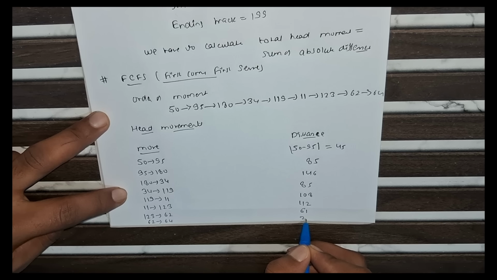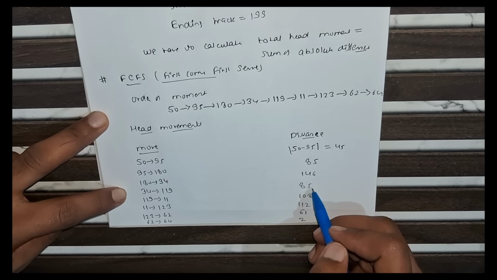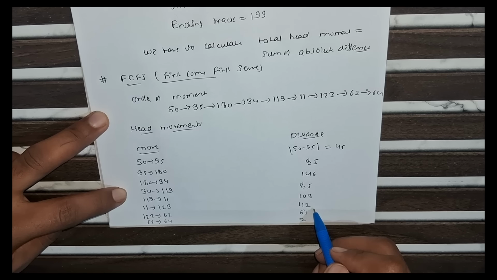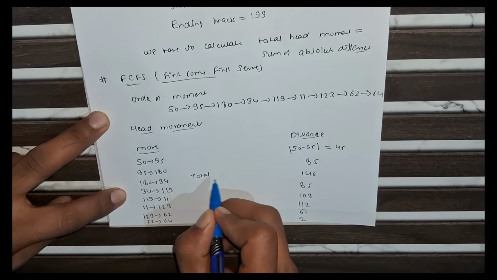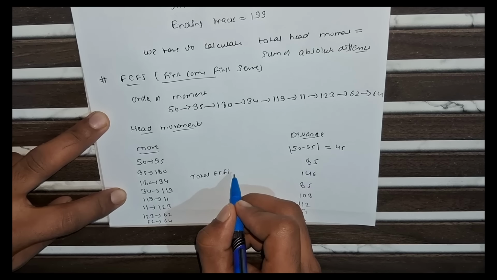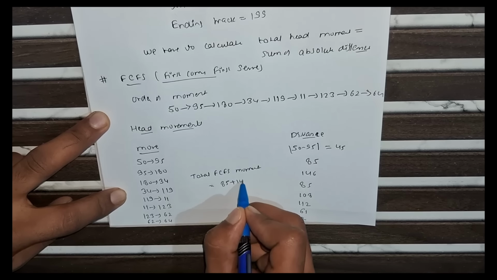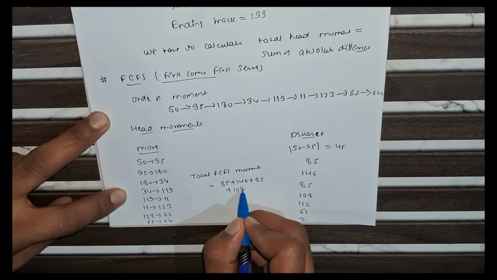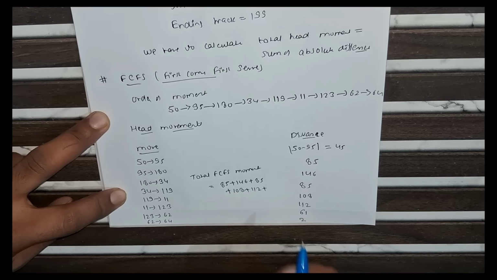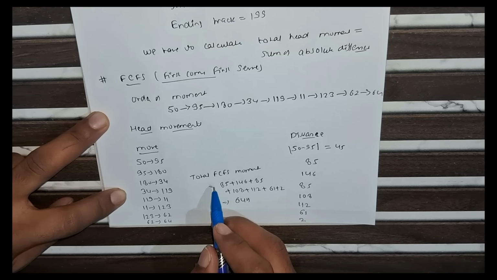Now what is our total first come first serve movement, FCFS? So 45 plus 85 plus 146 plus 85 plus 108 plus 112 plus 61 plus 2. So we can write it here, total FCFS movement equals 45 plus 85 plus 146 plus 85 plus 108 plus 112 plus 61 plus 2. When you add it, it becomes 644. This is our total first come first serve movement.